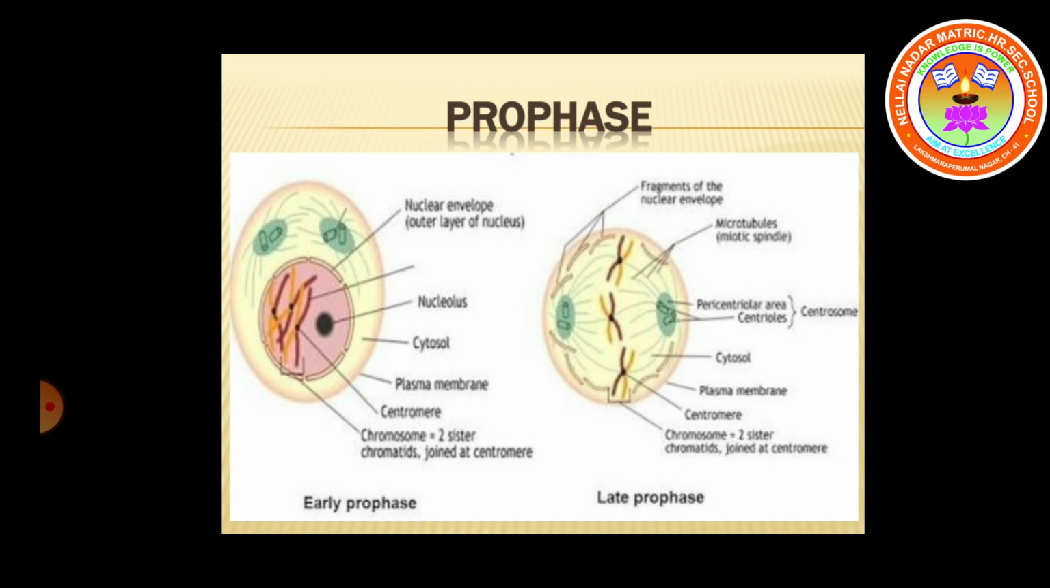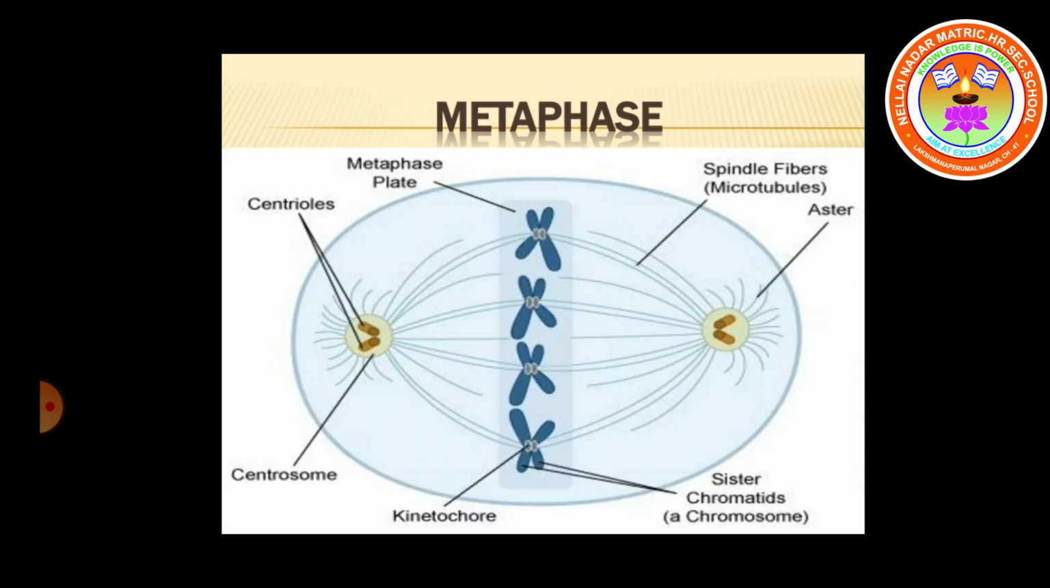Then the chromosomes split into centrioles and occupy the opposite poles of the cell. Each centriole is surrounded by aster rays. Then spindle fibers appear between the two centrioles, and finally the nuclear membrane and nucleolus degenerate or disappear. Are you clear, children, what happens in the prophase stage?